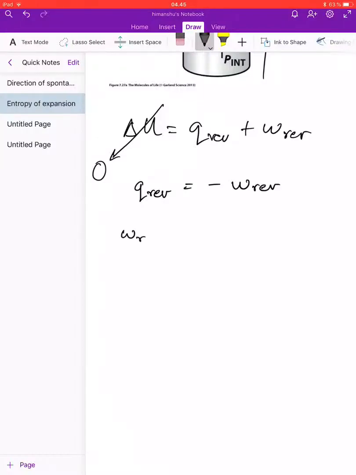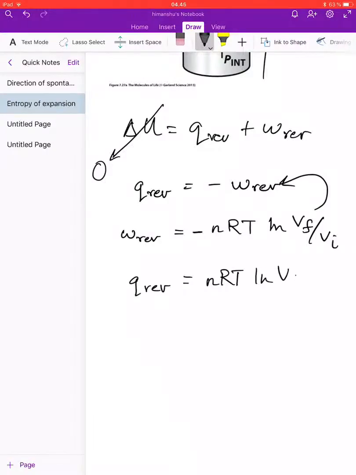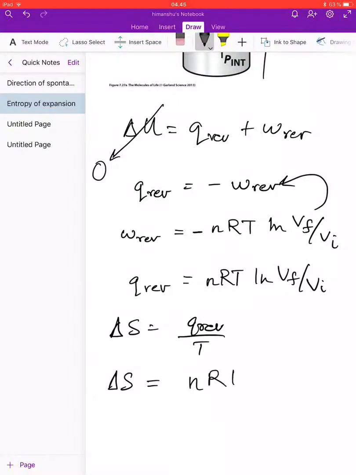And the reversible work for an expanding ideal gas at constant temperature was earlier shown to be nRT log of the final volume divided by the initial volume, and we can plug this equation in here, and we get that the amount of reversible heat, sorry, there's a negative sign in the work, is equal to nRT log of Vf by Vi. This can then be plugged into this equation, and thus we get the entropy of an expansion of an ideal gas under isothermal conditions. It does not matter whether the process is reversible or not.